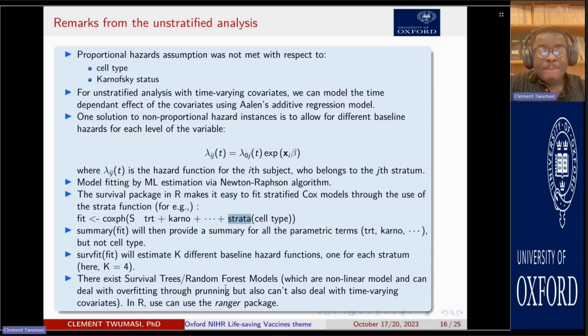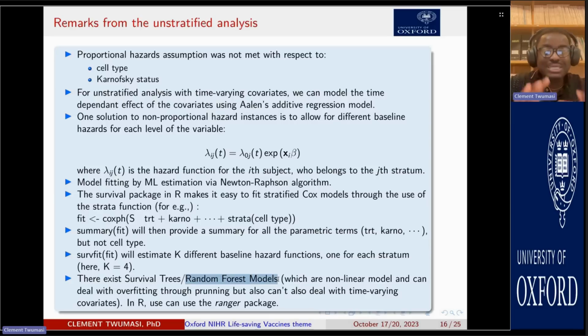Another thing is that we have other classes of survival models, apart from the Aalen's additive model, which can deal with the effect of some of these time-varying covariates. We also have something called survival trees. I beg to differ, though we can call it random forest, but random forest is a class of machine learning technique that incorporates decision trees. Here we are also borrowing that name, random forest.